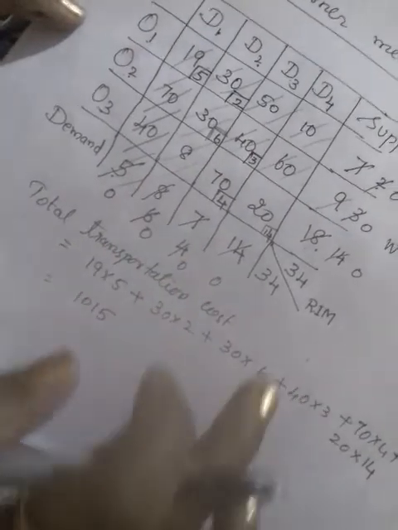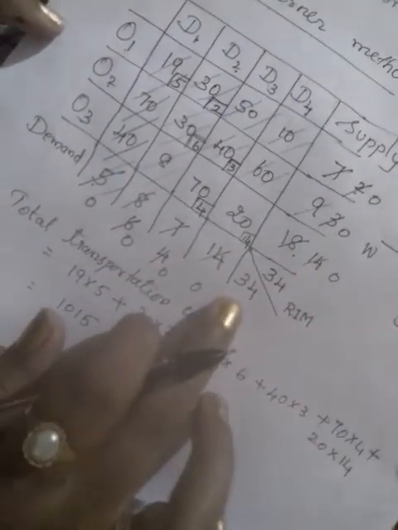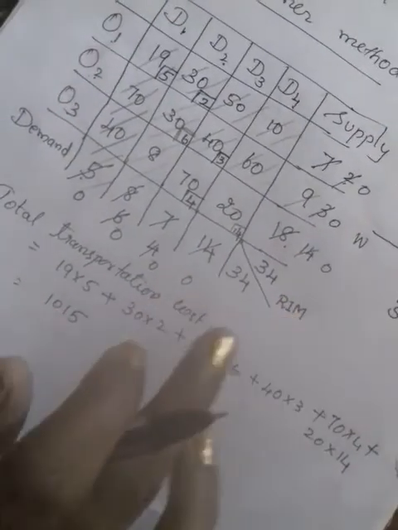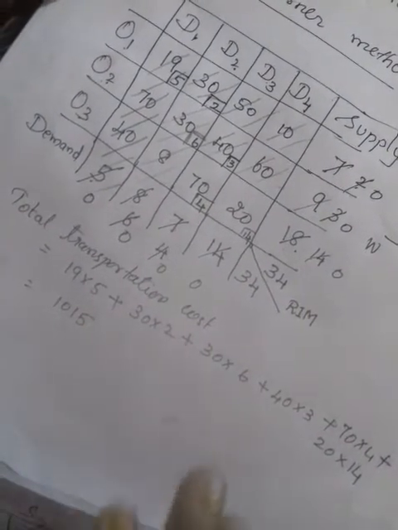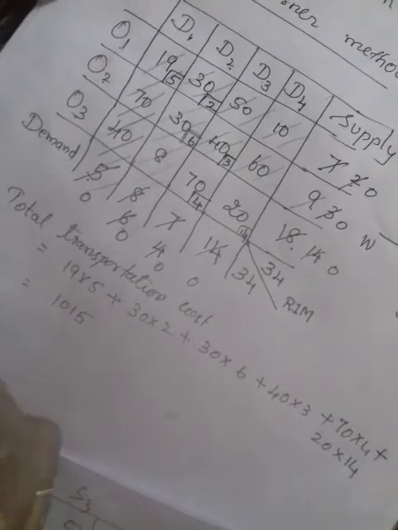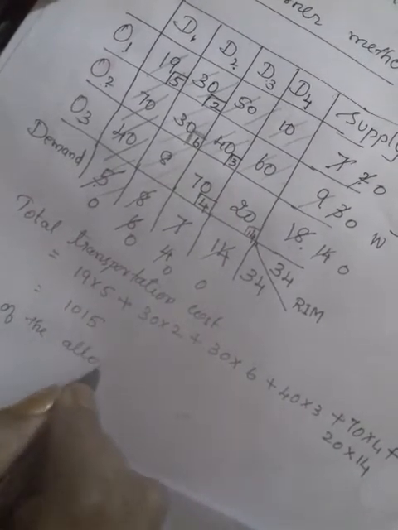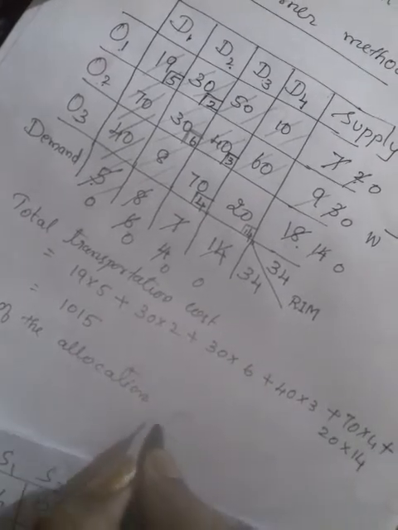First condition you have to check is whether the rim condition is satisfied or not. That is the first step. Your supply and demand should be equal. That you have to verify. One more verification is that the number of allocations must be equal to the given requirement. So that you have to check.